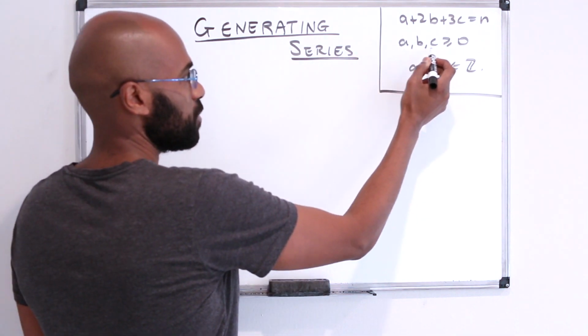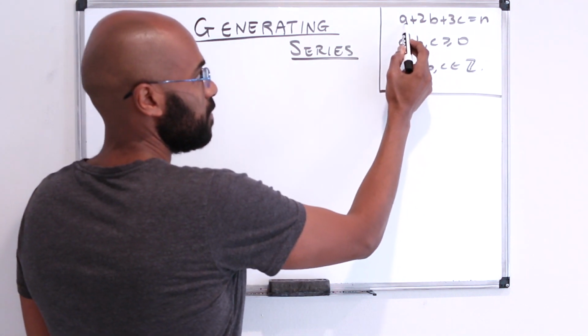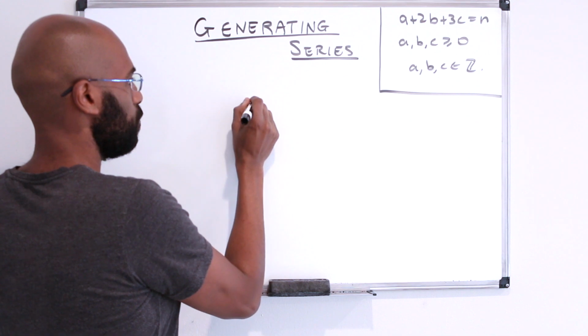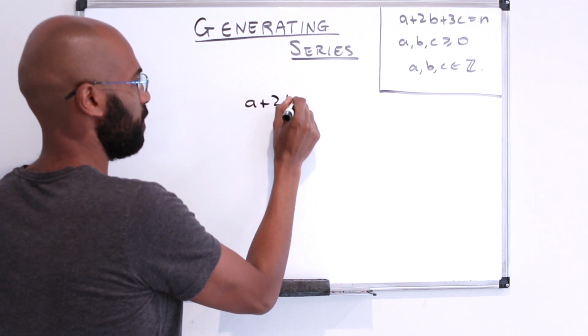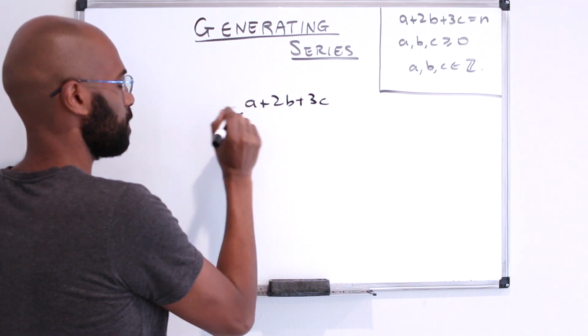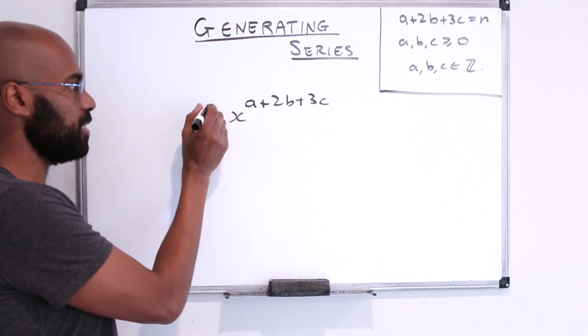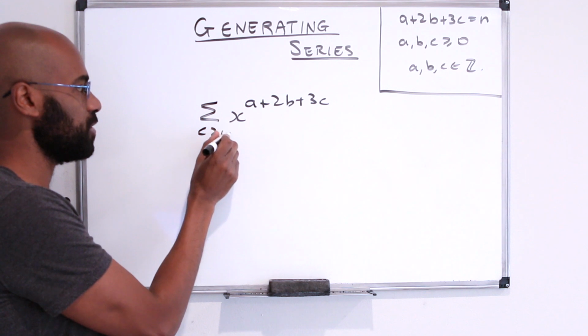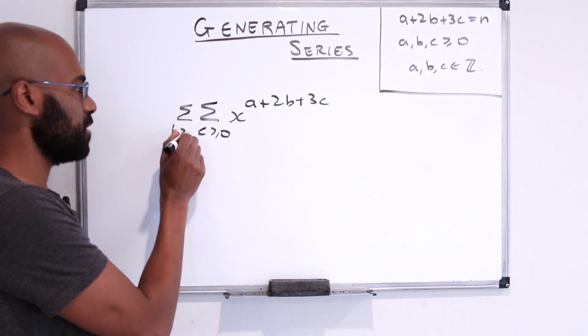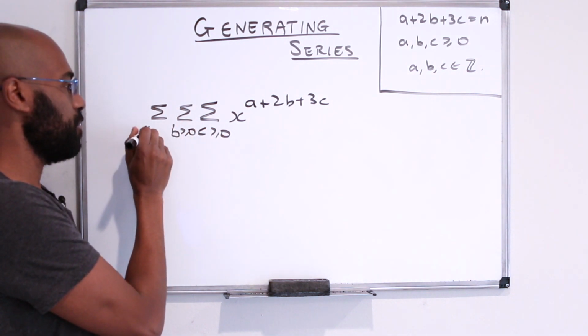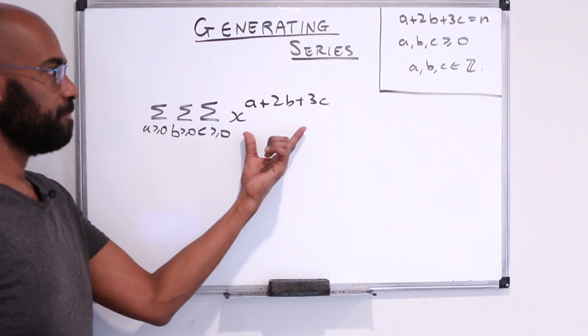So if we have a particular triple a, b, c, this expression on the right will keep track in an exponent of a variable, and will sum over all possible values of a, b, and c. So this will look like the sum c greater than or equal to 0, the sum b greater than or equal to 0, the sum a greater than or equal to 0 of this entire expression.